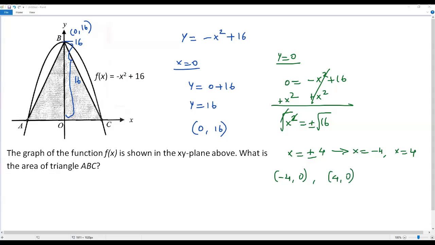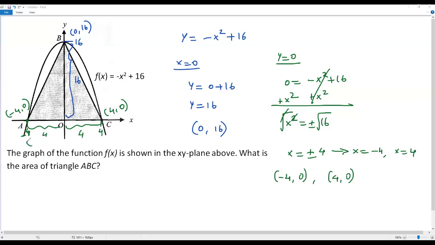Okay, let me plot. So there's this x-intercept at A. We have (-4, 0) because this x-intercept is on the negative side of the x-axis. And the x-intercept at the point C is (4, 0), because this x-intercept is on the positive side of the x-axis. So here we have the value 4 on the x-axis, and here we have the value negative 4. So what is the length of this line segment? That is 4. What is the length of this line segment? That is also 4. Even though we have a negative 4 here, when I consider it as a distance, we have to take a positive value. So this is 4 and this is 4.